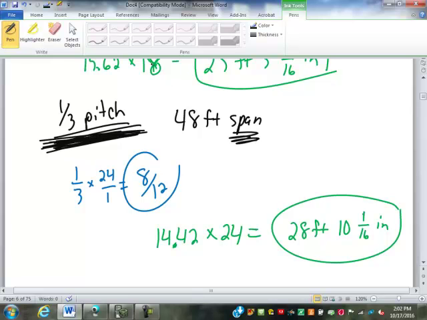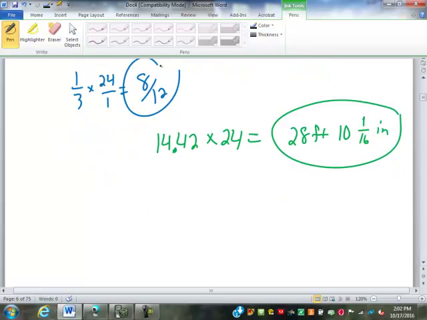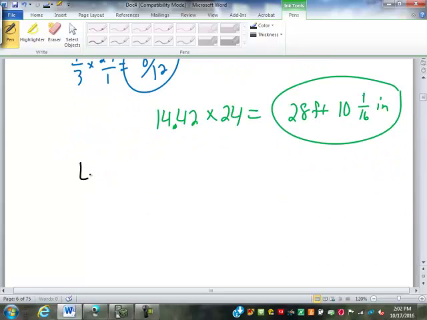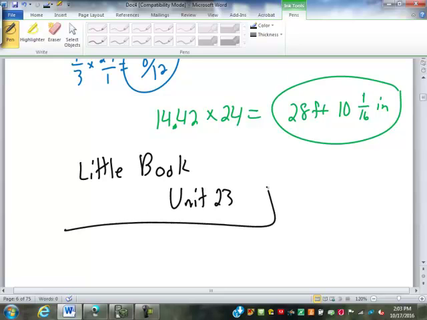Well, I think what I'm going to have you do is in your little book, I want you to do Unit 23. Do all of it, not just the I, because there's not that many problems in there.